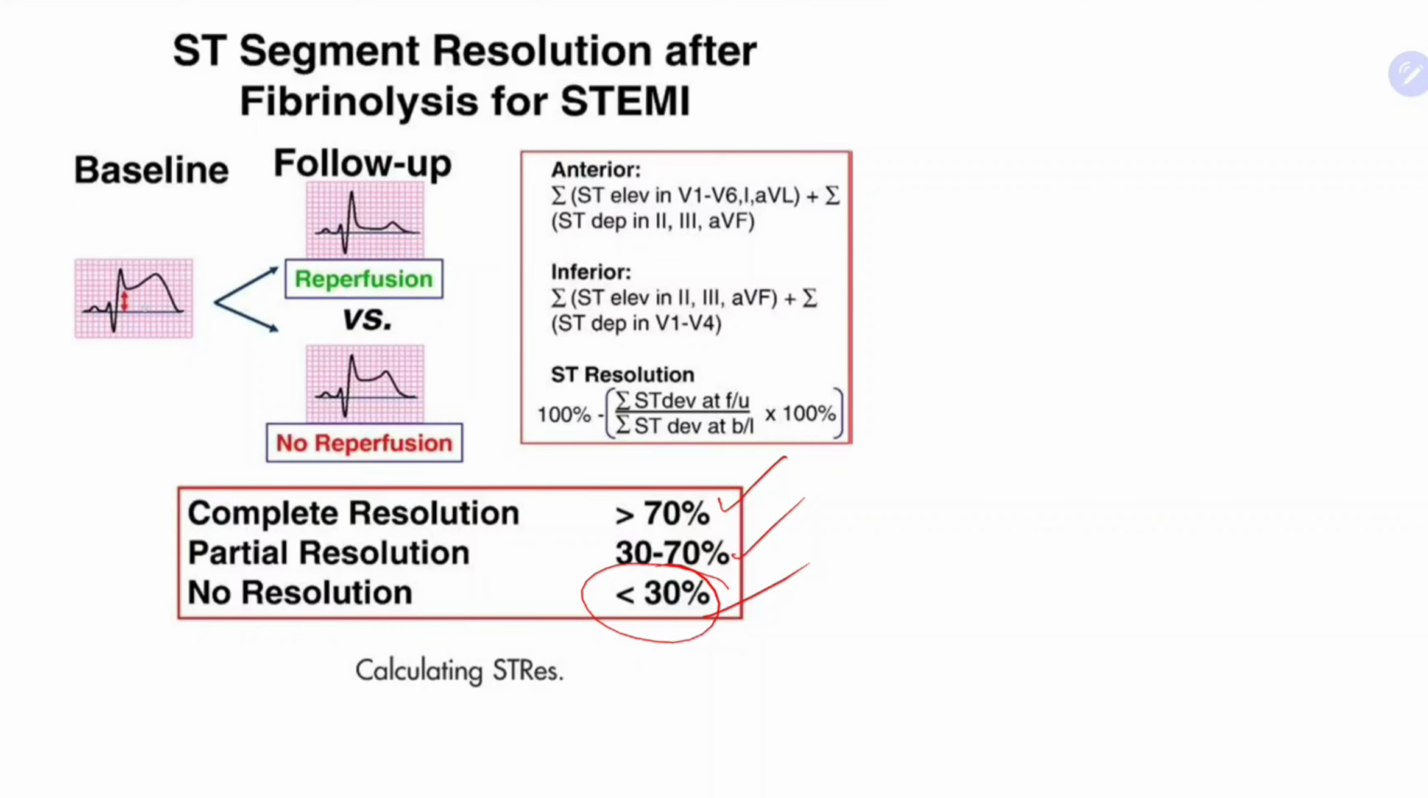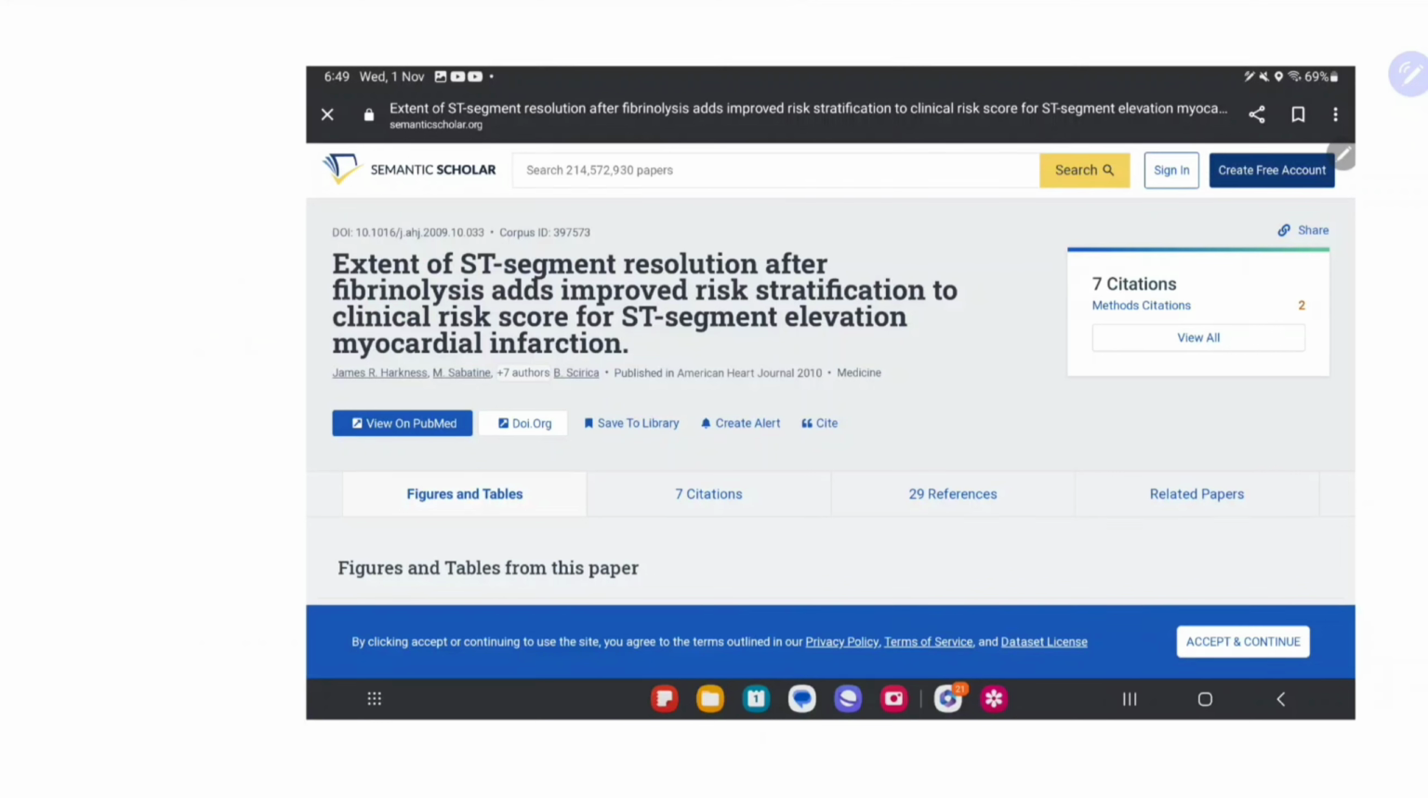This is the baseline. You can see the four small boxes here. After reperfusion, there is ST resolution of more than 70% here. It is a successful thrombolysis. Whereas here it is not up to the baseline level, so there is no proper reperfusion in this case.